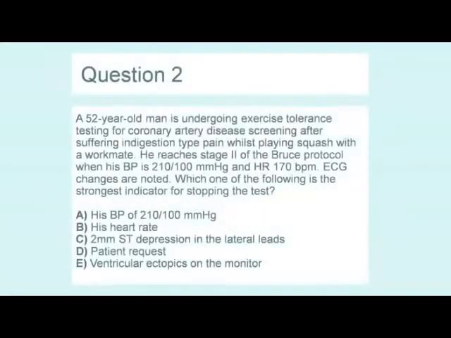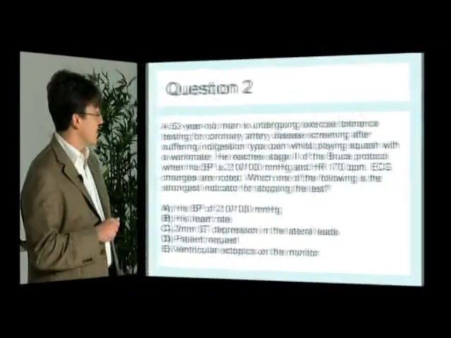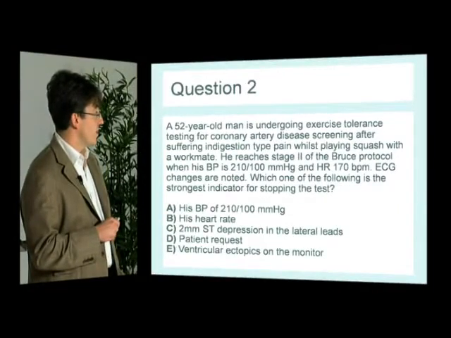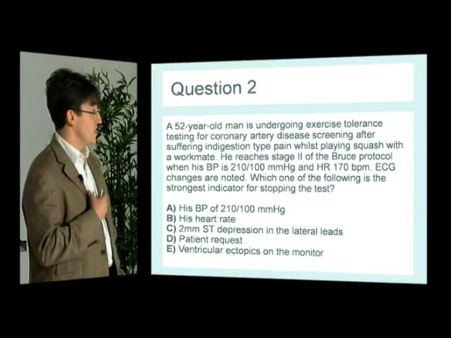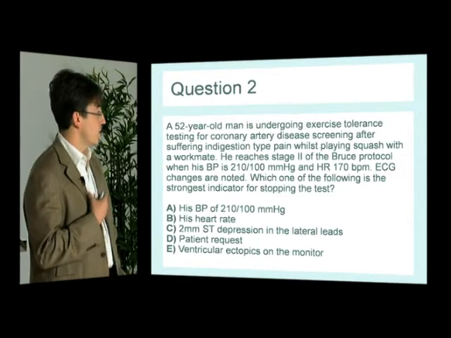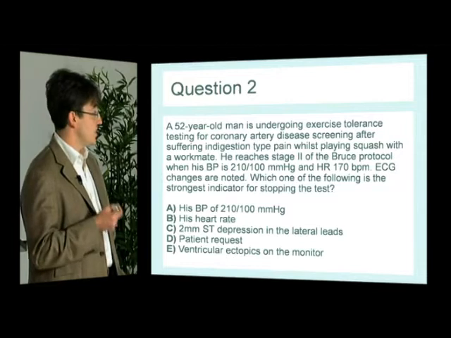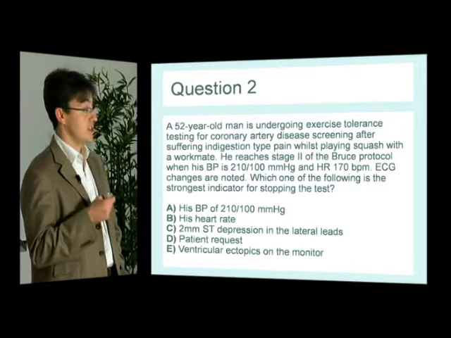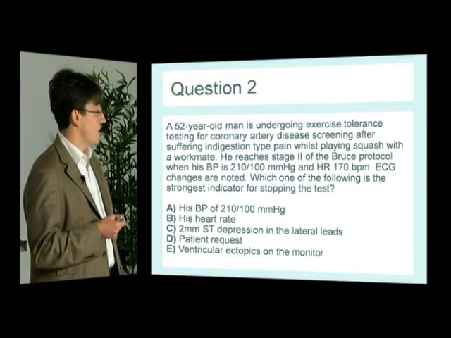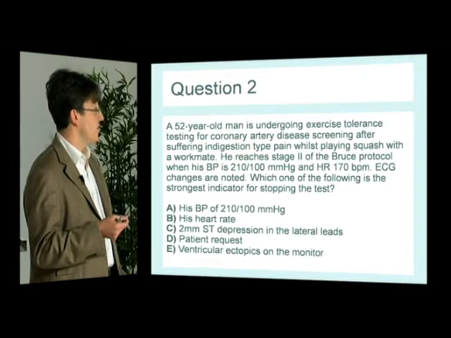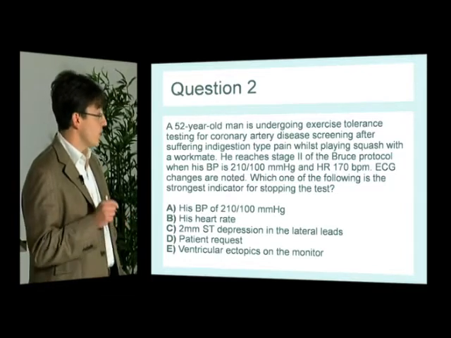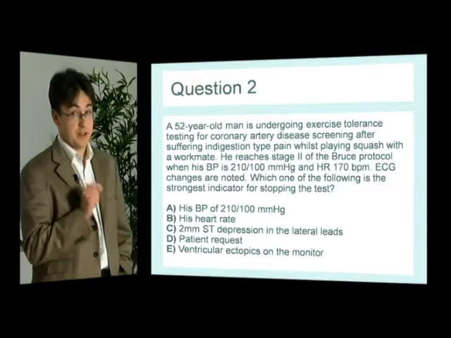Question 2 is a 52-year-old man undergoing an exercise tolerance test for coronary artery disease screening after suffering indigestion type pain whilst playing squash with a workmate. A very common presentation to clinic. He reaches stage 2 of the BRIS protocol when his blood pressure is 210 over 100, his heart rate is 170. Some ECG changes are noted. Which of the following is the strongest indicator for stopping the test?